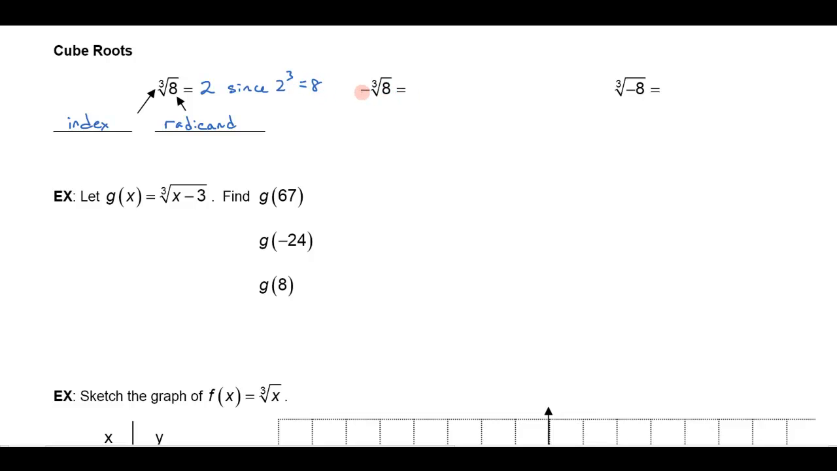Now, if I had negative the cube root of 8, that would mean find the cube root of 8, which is, of course, 2, just like we did in this example, and then stick a minus sign in front of it. So that's going to equal negative 2.